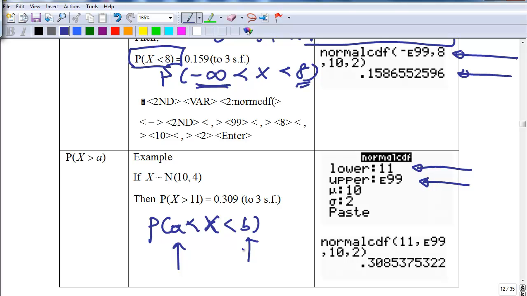Now, if you have, for example, x bigger than A, your upper limit is infinity. So infinity is represented by a very huge number. Your GC has this really big number, exponential to the power of 99, to mimic a positive infinity. So you can try this out on your own to get these answers. I think the instructions are very clear.